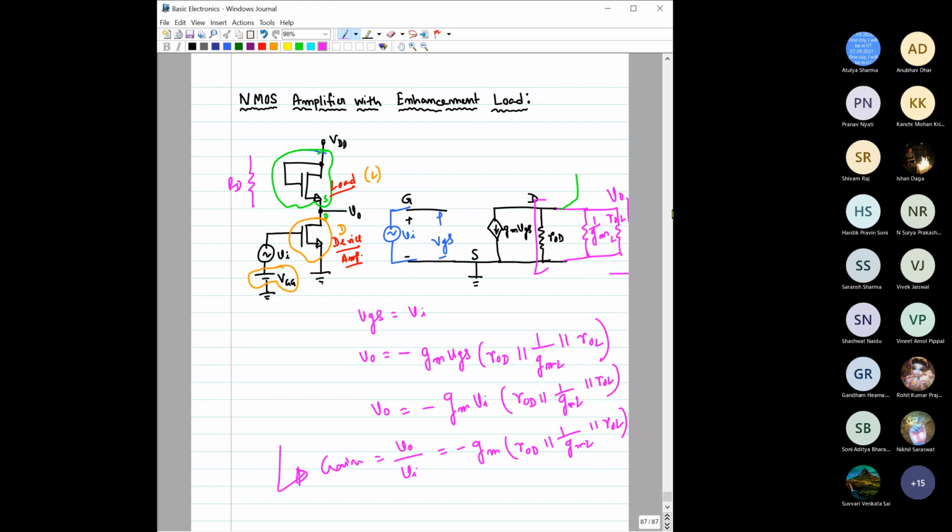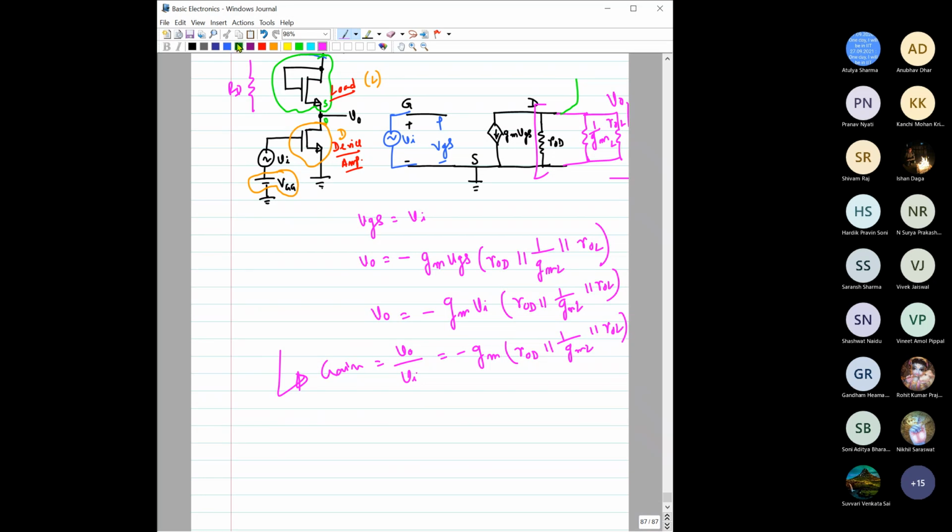Okay. So you were saying, what will happen if we connect this gate and source with a resistance? Sir, I'm trying to simulate an R pi as in a BJT. Okay, you have a resistance between these two, like this. Yes, sir.